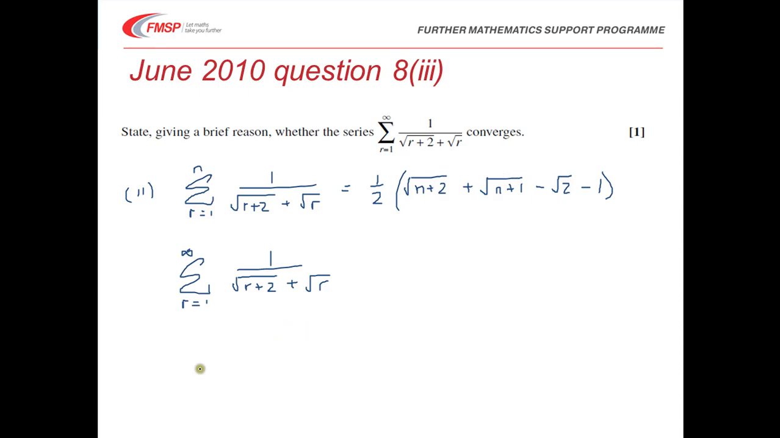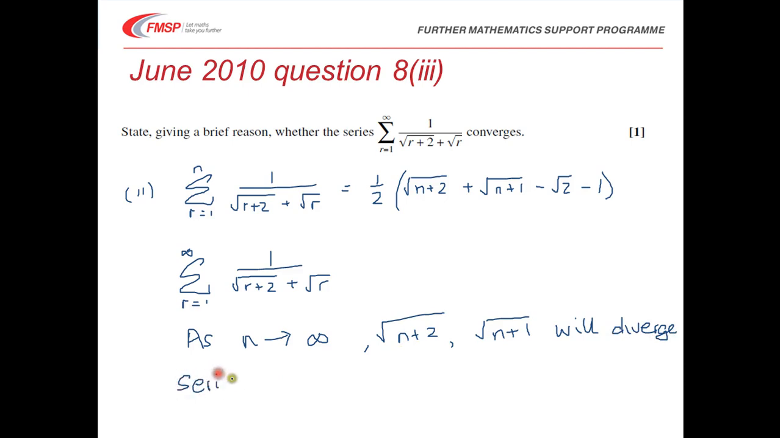So as n tends to infinity, the root n plus 2 and the root n plus 1 will both diverge. They'll get bigger and bigger and bigger. So they will diverge. So in that particular case, it will not converge. So the series does not converge.